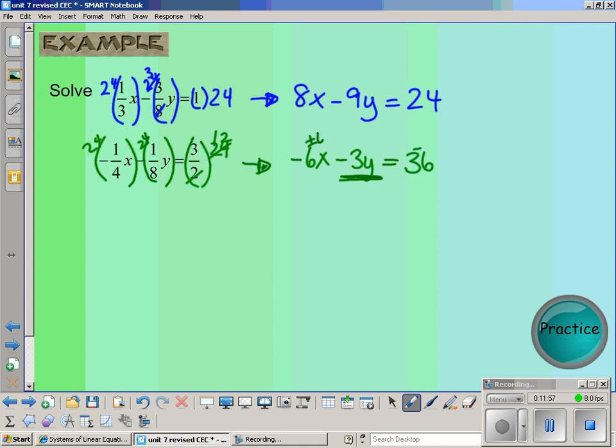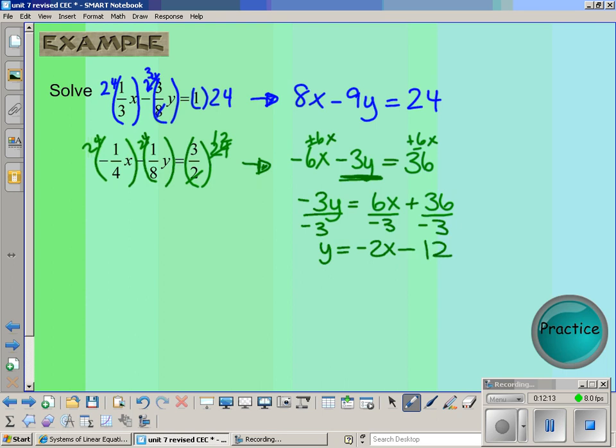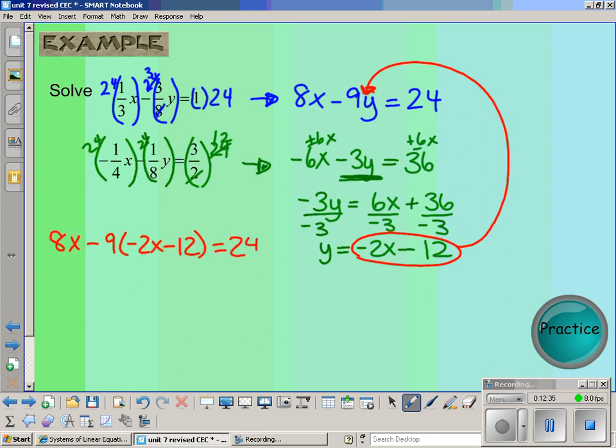So here, I'm going to add 6x. I'm going to have minus 3y equals 6x plus 36. Then I'm going to divide by minus 3. I'm going to have y equals negative 2x minus 12. So we aren't going to have to worry about fractions. Take our negative 2x minus 12, substitute into the y spot of the other equation. So we'll have 8x minus 9 times negative 2x minus 12 equals 24.